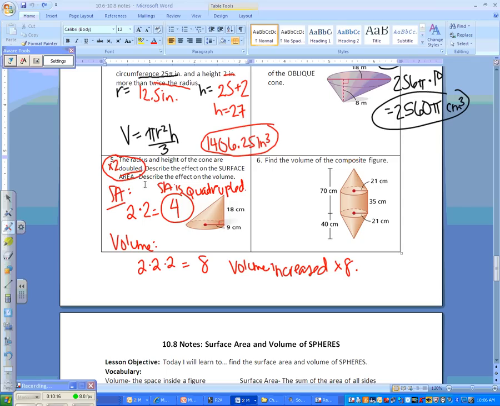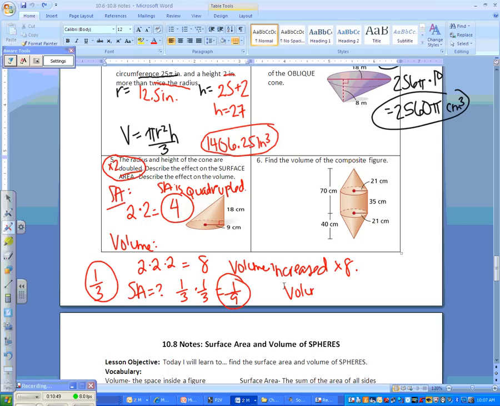Okay, and this works for everything. For instance, let's say I take the dimensions of any shape. It doesn't have to be this oblique cone. It could be anything. Let's say that I cut everything into a third. Take all the dimensions and I divide it by 3. What's going to happen to the surface area of that figure? Well, all you have to do is, this is what I'm doing to the dimensions. I'm cutting everything down by 3. All you're going to do is square it. 1/3 times 1/3 is 1/9. That means the surface area is going to be reduced by 1/9.